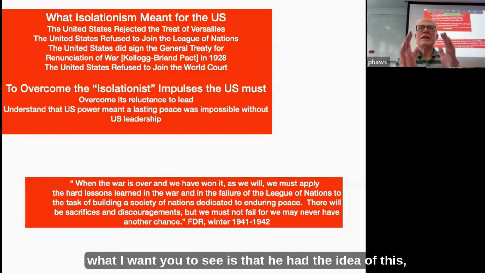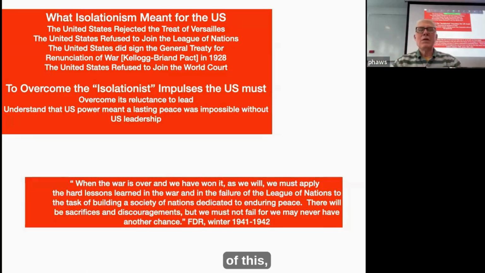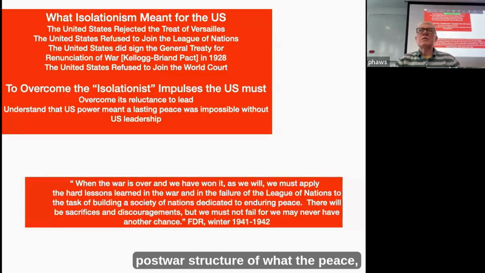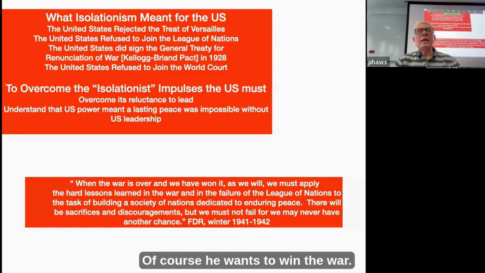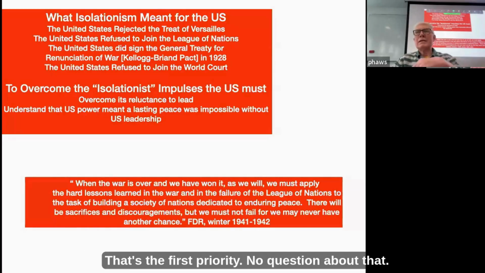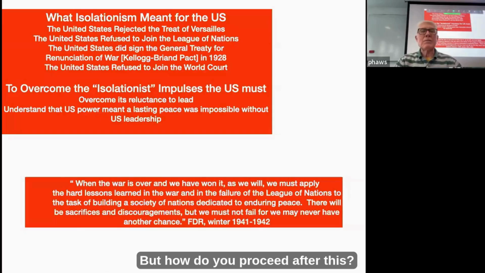Now, what I want you to see is that he had the idea of the post-war structure of what the world should look like at the very beginning. Of course, he wants to win the war. That's the first priority. No question about that. But how do you proceed after this?